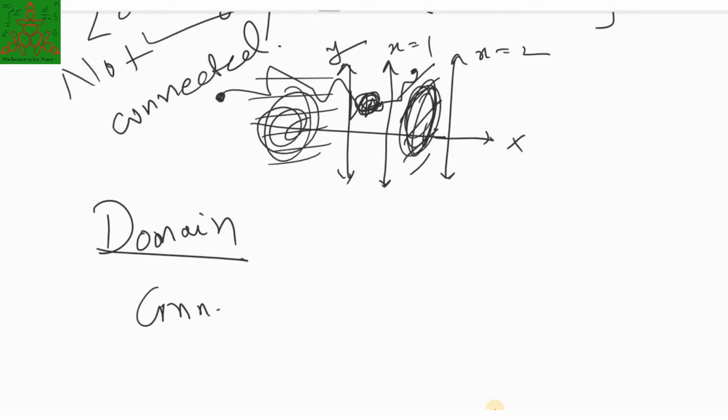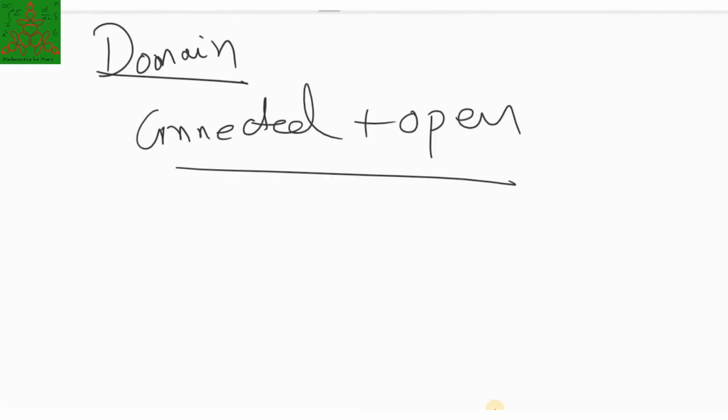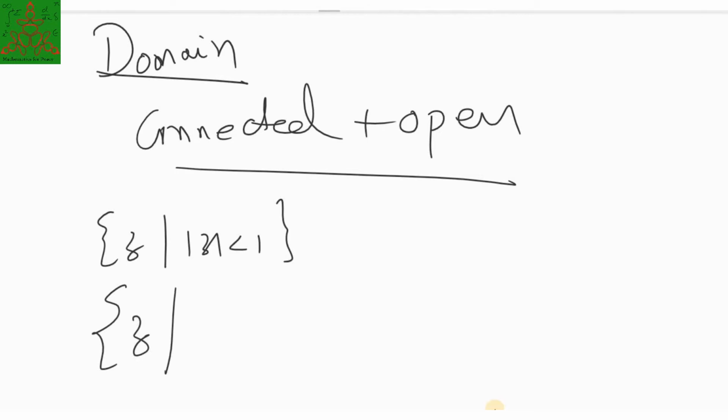So it is connected plus open set. If you have that set, it's called the domain. So for example, what is a domain? The domain is the set of all z such that |z| is less than 1. This is the domain. The annulus, that is the set of all z such that 1 is less than |z| less than 2, is a domain.